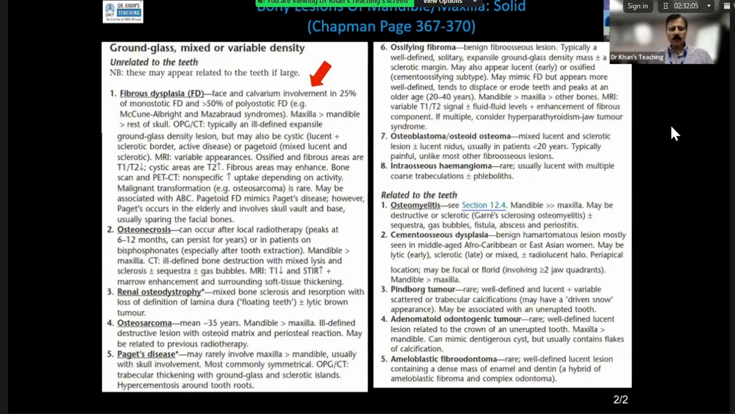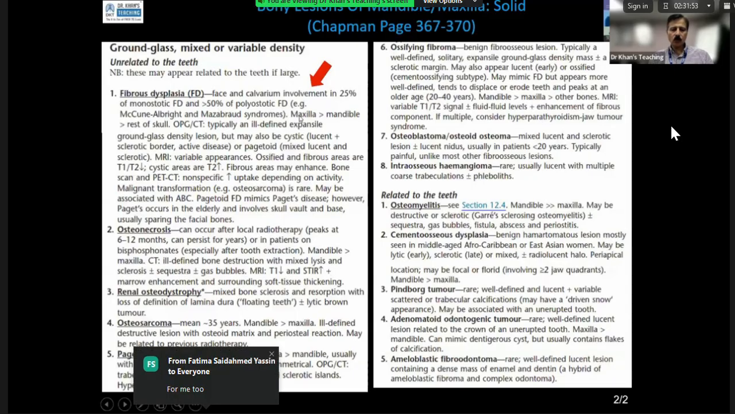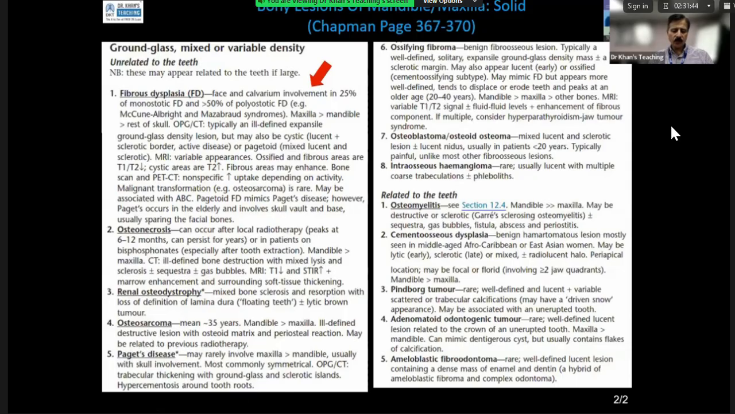Now, fibrous dysplasia of the face or the face and calvarium can be seen in 25% of monostotic disease and more than 50% of polyostotic. Maxilla is the most common. And please remember, as we covered in the last session, to differentiate it from Paget's disease, one discriminator is age: fibrous dysplasia will be in a young age group. Second, facial bones are more commonly involved in fibrous dysplasia, and in Paget's disease it's the calvarium.